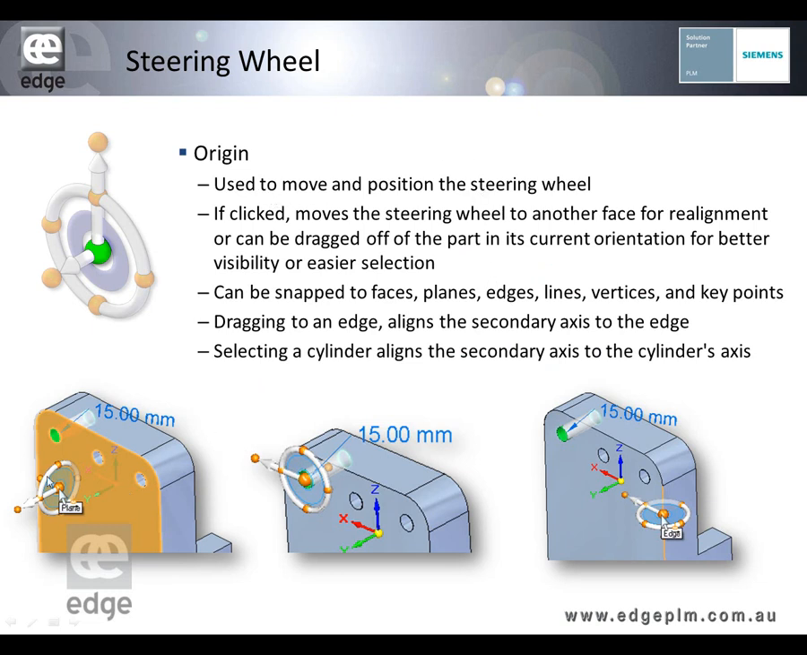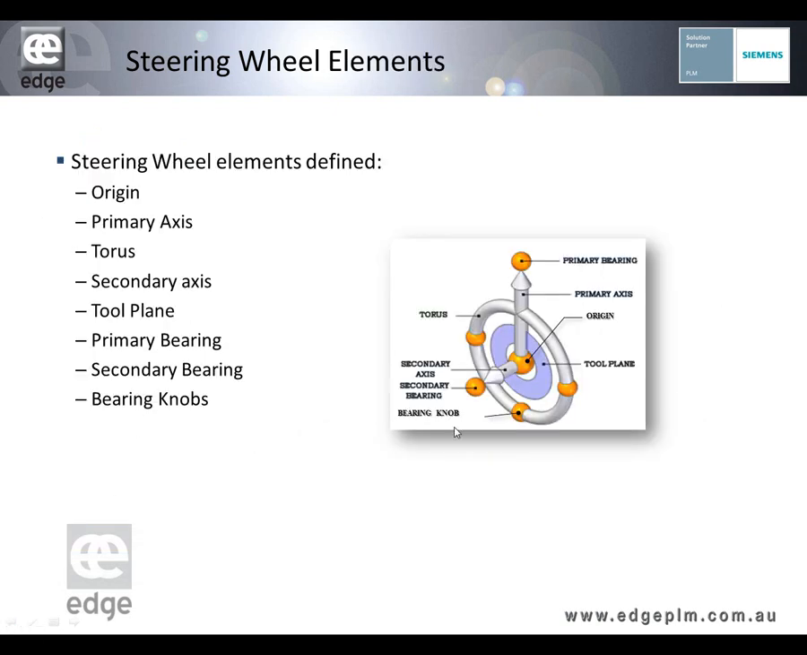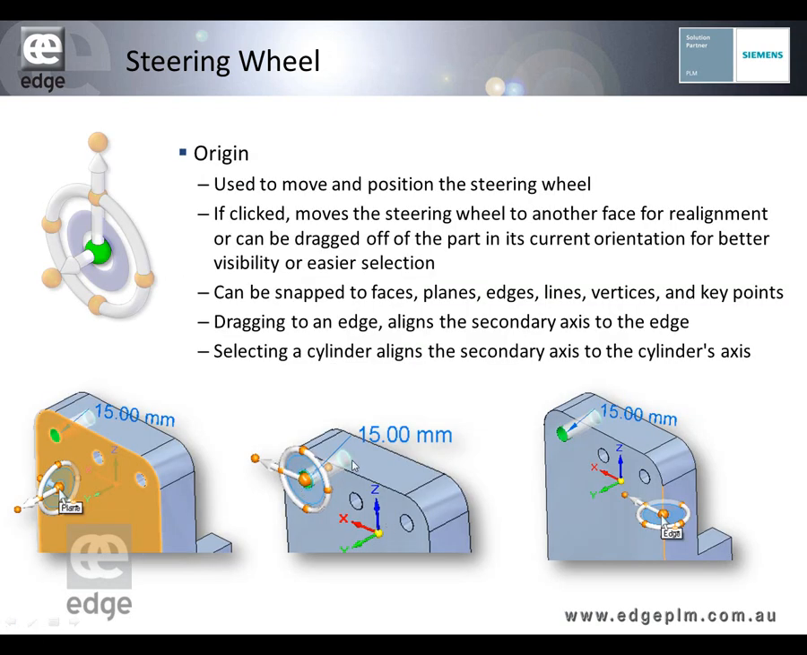In this case, we've clicked on the origin and we've moved it to the center of that hole, and you'll see the center snap come up as you do that, and it will orient the steering wheel to the hole so that the minor axis, the secondary axis at least, is aligned down the hole, so we can move the hole left or right using this axis. We could click on the knob here and move it up and down, or we could freeform move it selecting the surface.